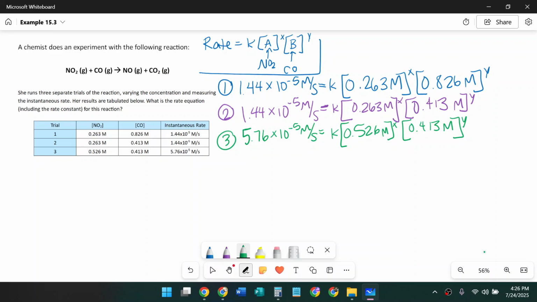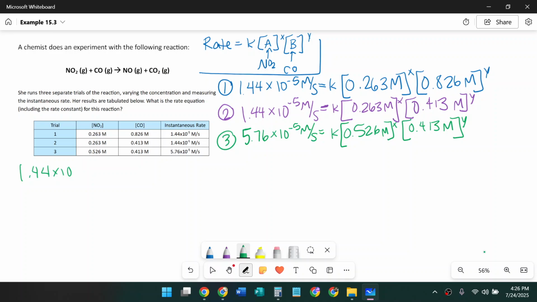Okay, so we want something to cancel. So let's find 2 things in brackets that are the same. Right here, our equations 1 and 2 both have the same number in the bracket. So let's start by putting 1 over 2. These 2 numbers are actually the same, so it doesn't matter which one we put on top because neither one on top is going to give us a fraction. So 1.44 times 10 to the negative 5.